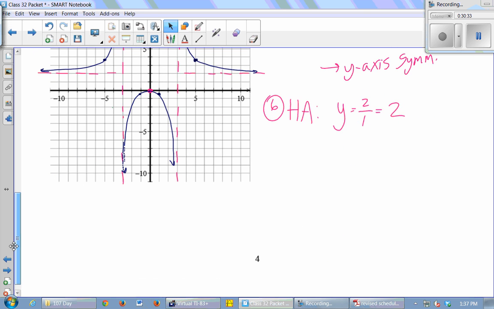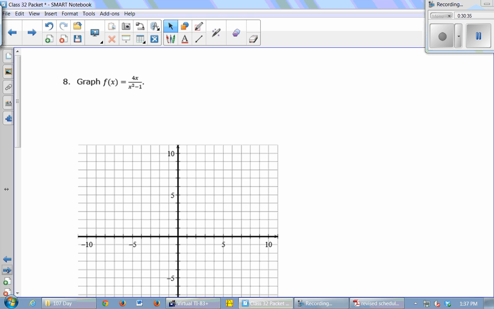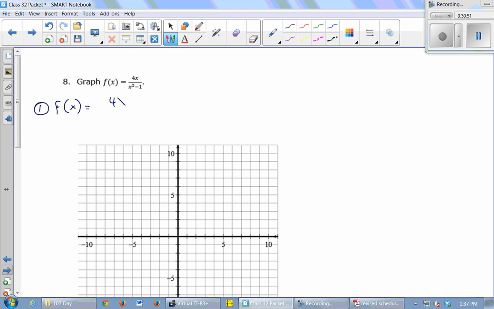All right, so let's do another one for some practice. 4x over x squared minus 1. All right, step 1. Make sure it's reduced. When I factor this, I'm going to get 4x over x plus 1, x minus 1. Any foo-foos? Nope, so it's already reduced. Okay, step 2. What was step 2? I can't remember. Symmetry? Yep.